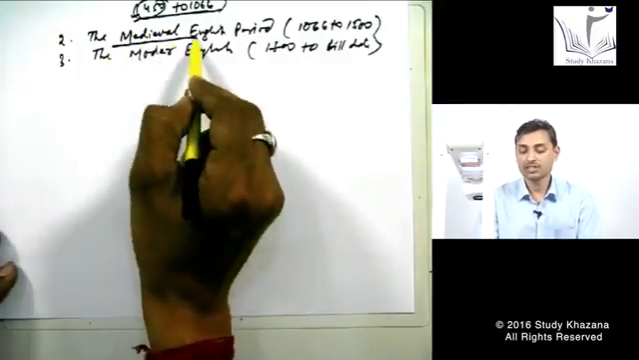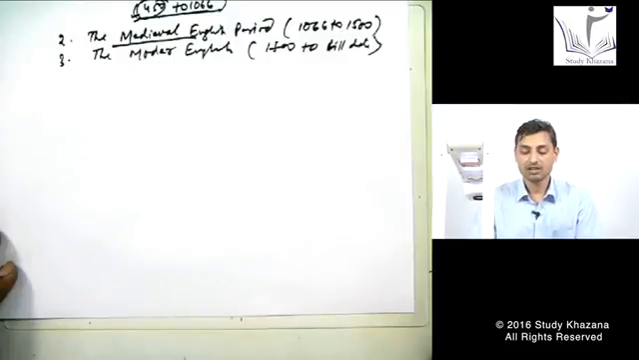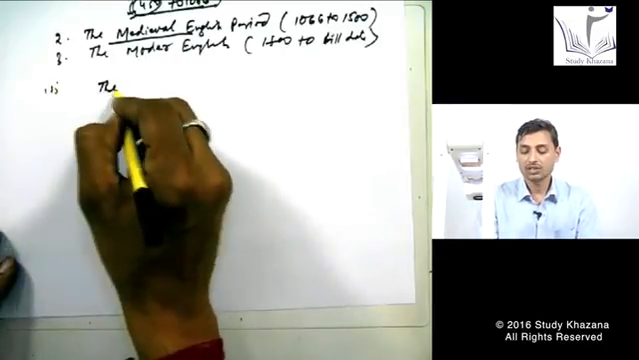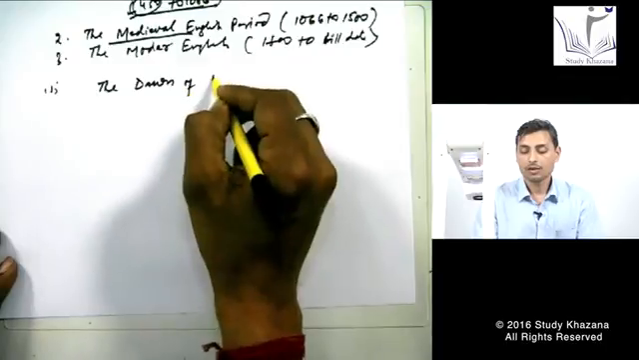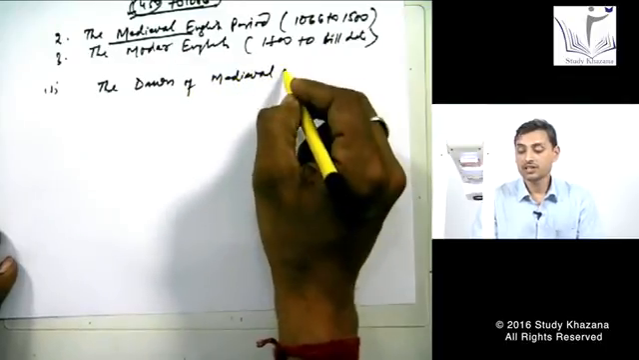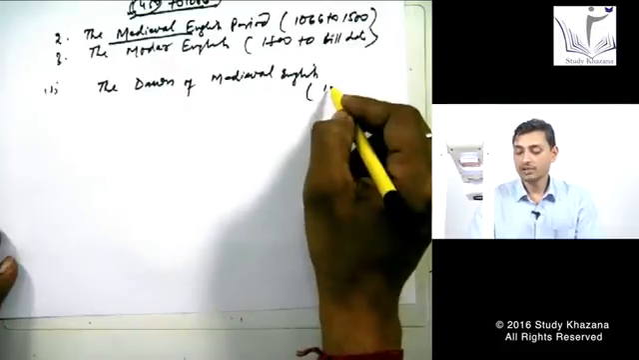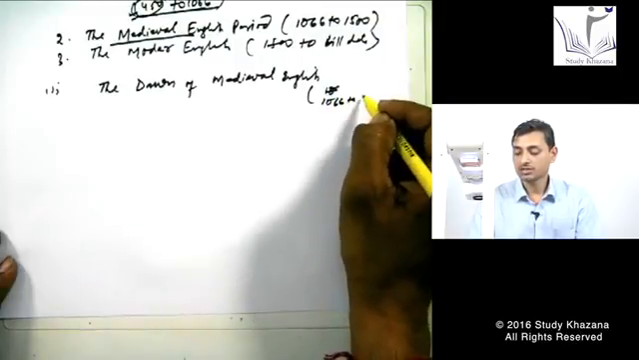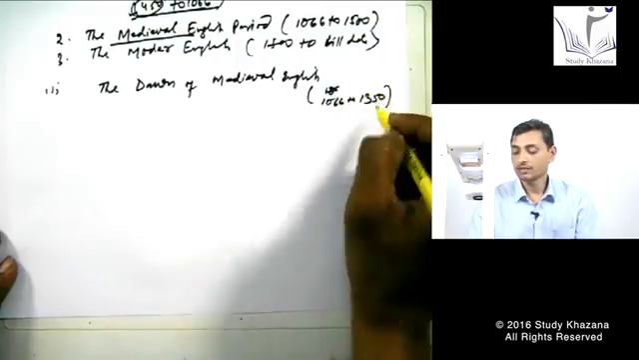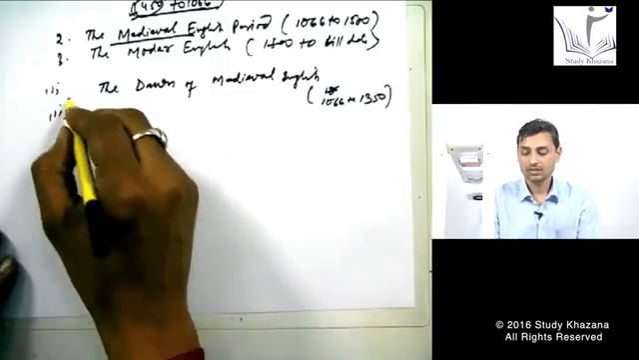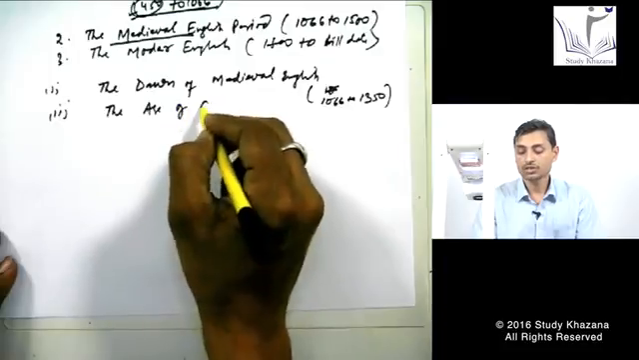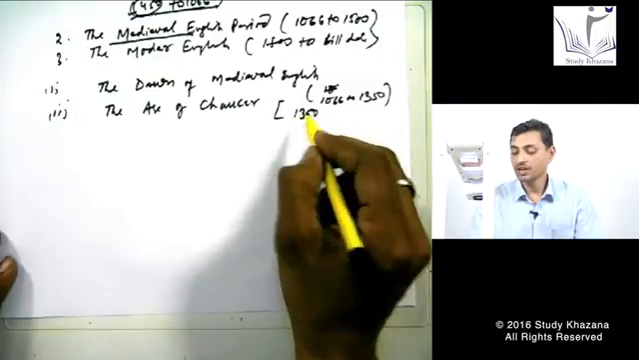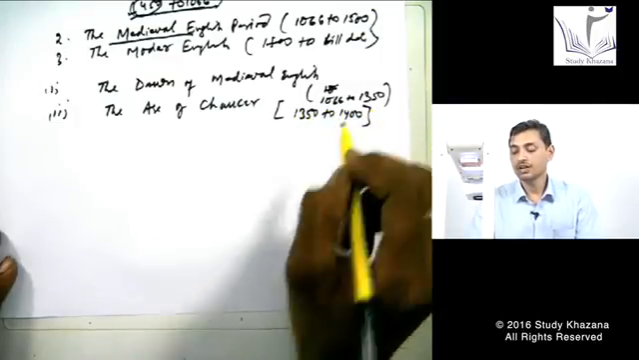The next thing that we have to discuss here is the medieval English period. It is sub-classified into three parts. The first part is generally known as the dawn of medieval English, and this covers the period 1066 to 1350. Then comes the age of Chaucer, and this covers the period of 1350 to 1400.